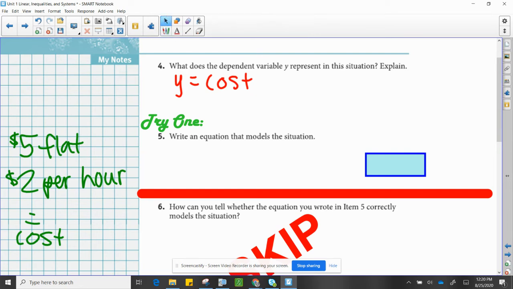Okay, so here we go. Here's our equation. So y equals 2x plus 5. So again, y is the cost. So we know the cost equals $2 per hour. So that's going to be the independent variable. It's going to be changing every time. And then again, your flat fee of $5. You pay it once and that's it.